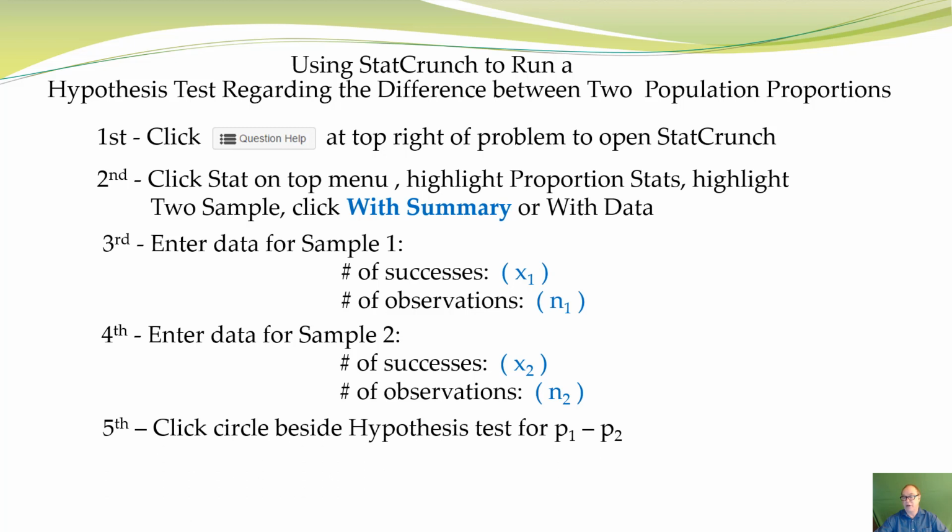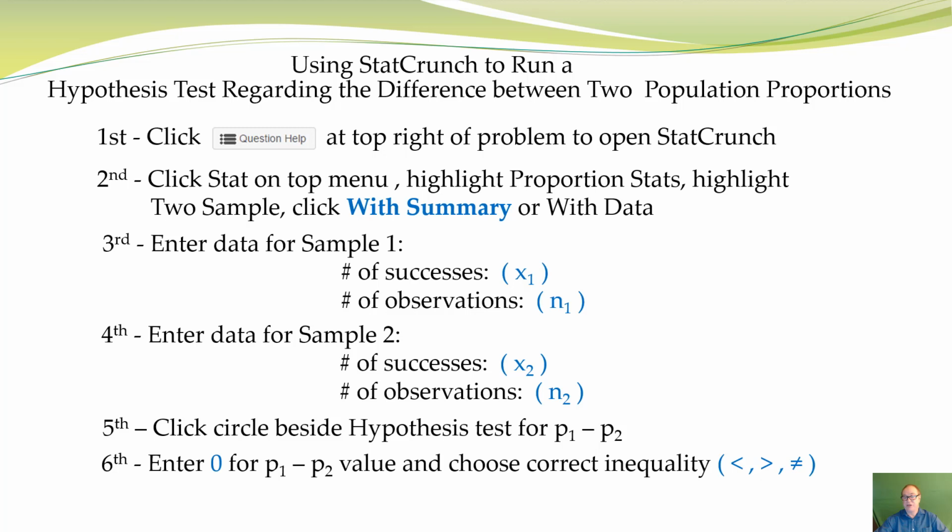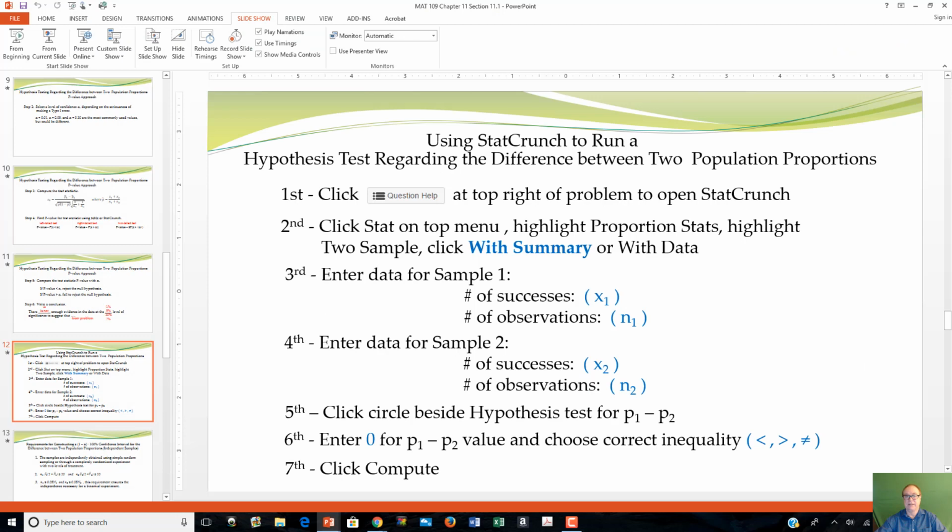Click the circle beside hypothesis test for p1 minus p2. Enter 0 for the p1 minus p2 value and choose the correct inequality. Less than if it's a left-tailed test, greater than if it's a right-tailed test, not equal if it's a two-tailed test. And then click compute. Okay, we will run through a problem doing this. Let me end this here for a second and go to your homework.